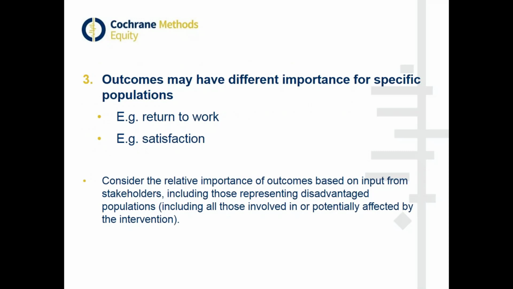So we would recommend that authors consider the relative importance of outcomes based on input from a variety of stakeholders, including those that would represent disadvantaged groups. So basically, anybody who could be involved in or potentially affected by the intervention, you'd want to get some feedback on what would be the outcomes of importance.